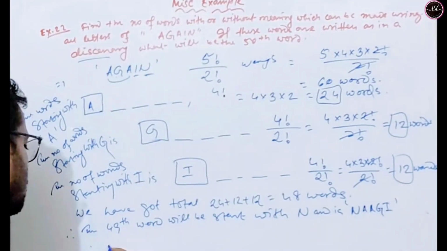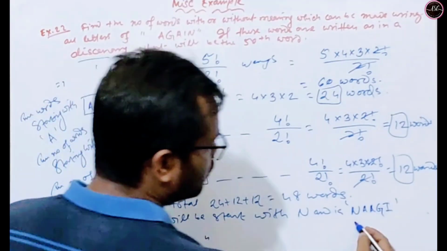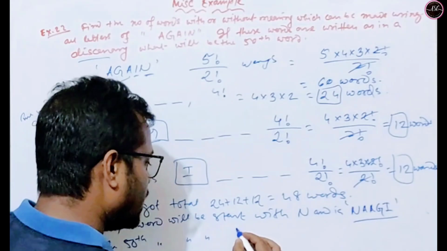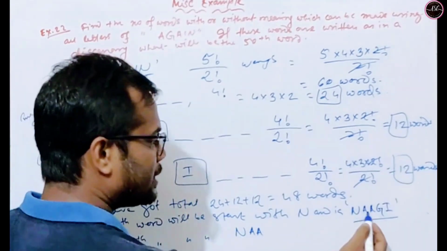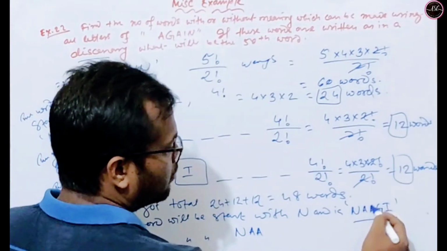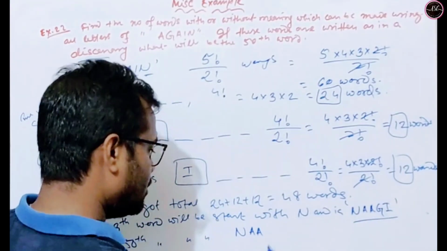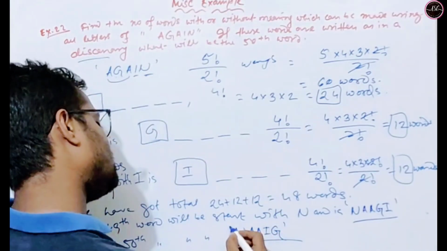Okay, so the 50th word will be what word? Here N double A. A will be the same as this A comes in the first position. Then between this G and I, just interchange G and I. So NAAIG is the 50th word.